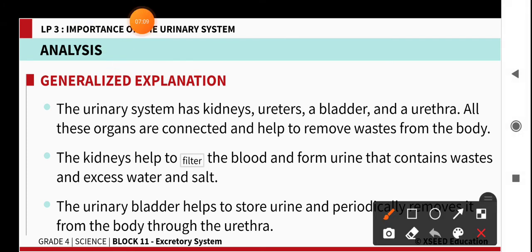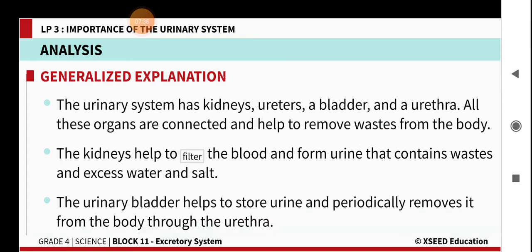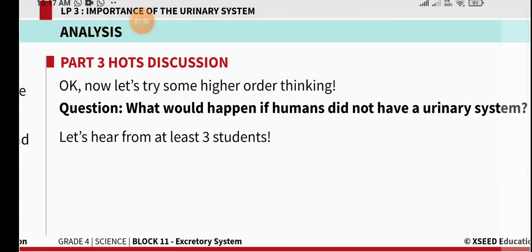The same thing you can see here. The urinary system has kidneys, ureters, bladder and urethra. All these organs are connected and help to remove the waste from the body. The kidneys help to filter the blood and form the urine that contains waste and excess water and salts. The urinary bladder helps to store urine and periodically removes it from the body through the urethra. So this is how your urinary system works with the help of different excretory organs.